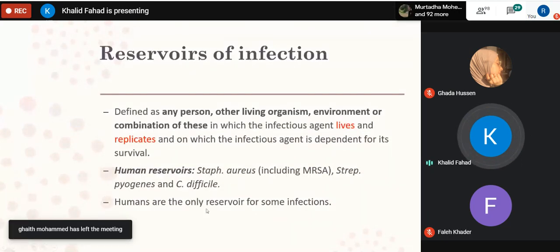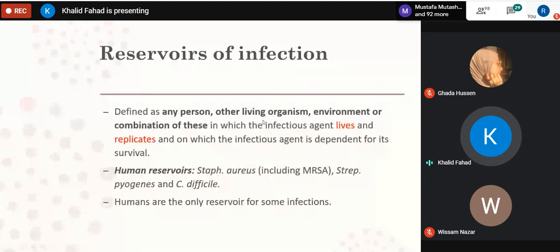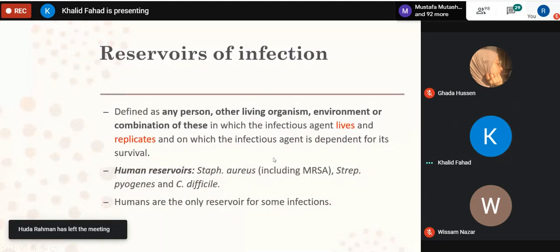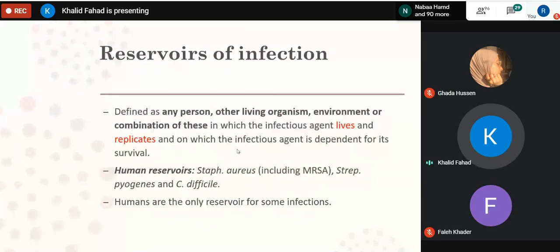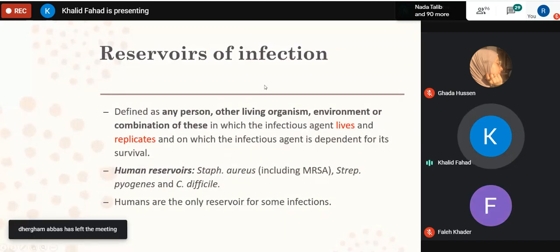On the other hand, humans are the only reservoir of some infections, not other reservoirs, for example animals. For example, measles. Measles, humans are the only reservoir of this infection. Whereas brucellosis, there are many reservoirs of this pathogen, human and non-human. For example, in cows.